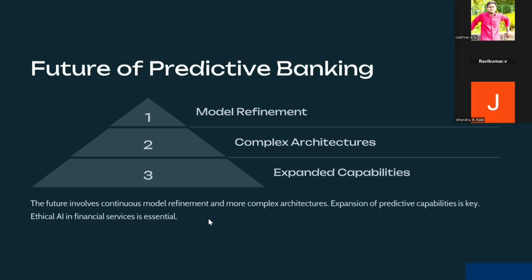In this, the future involves continuous model refinement and more complex architectures. Expansion of predictive capabilities is key. Ethical artificial intelligence in financial services will be essential in the future.